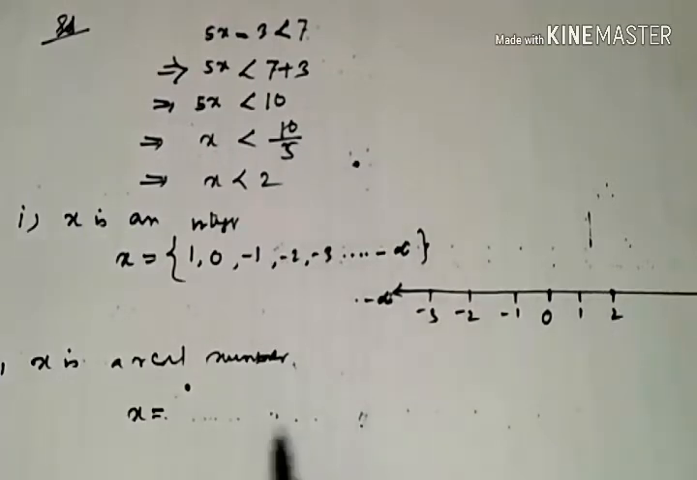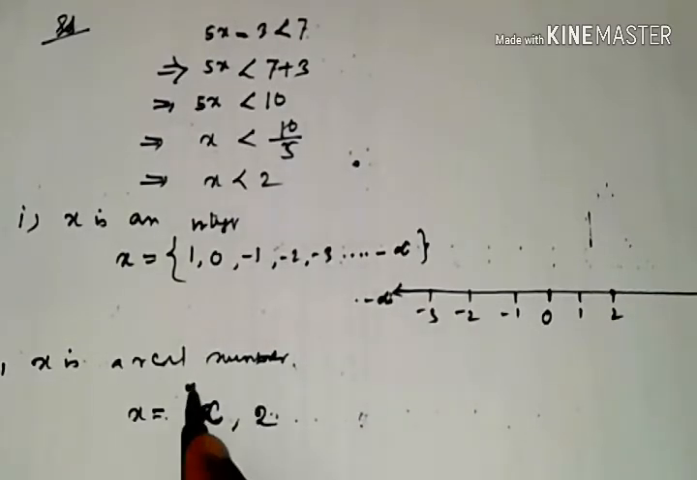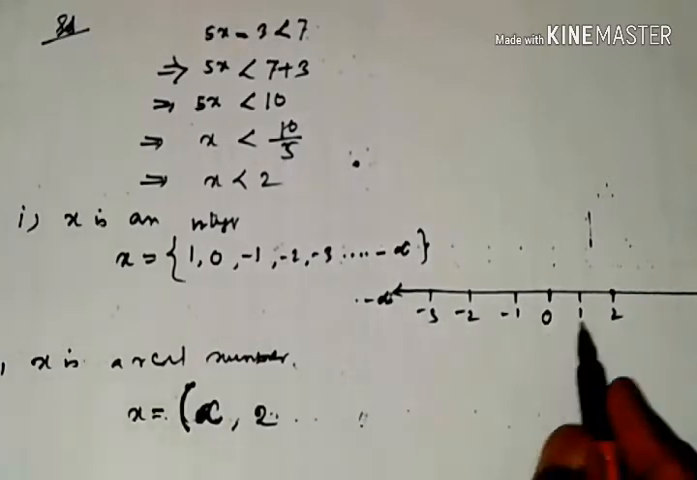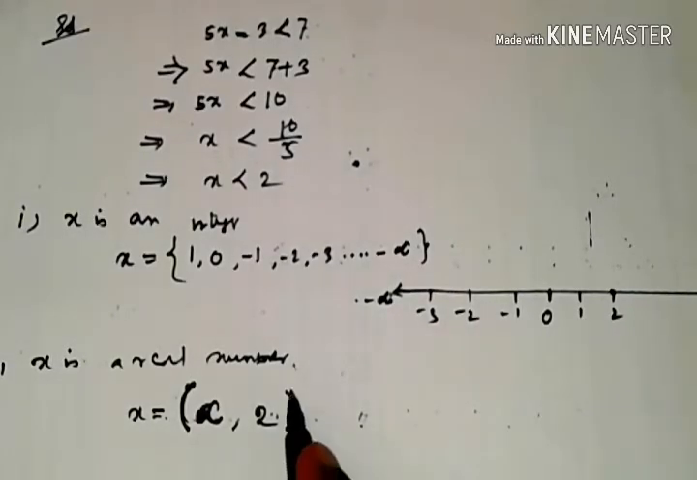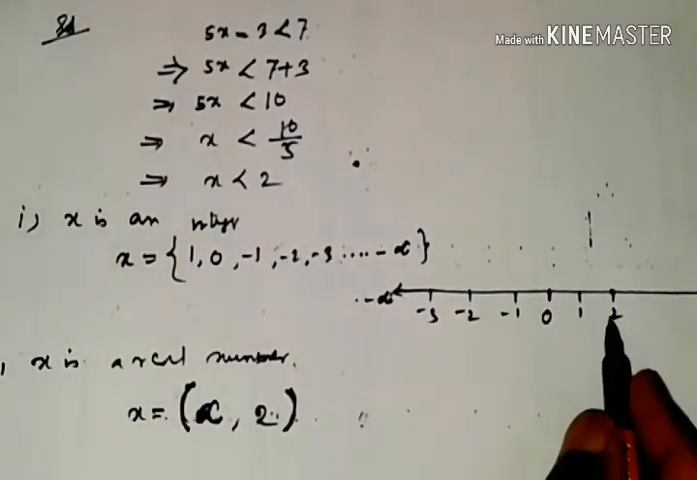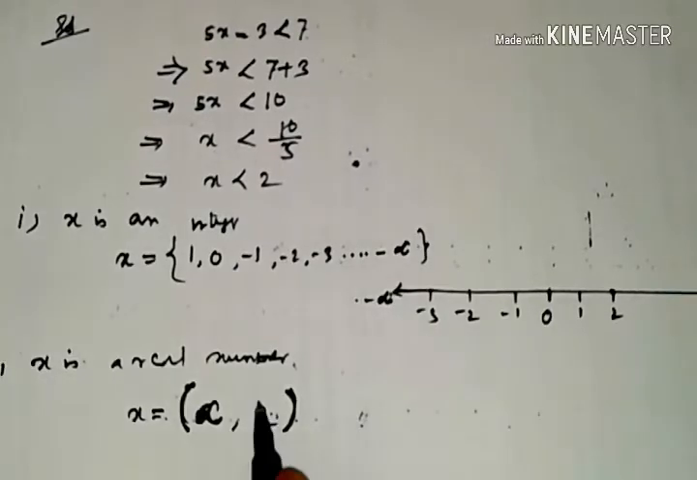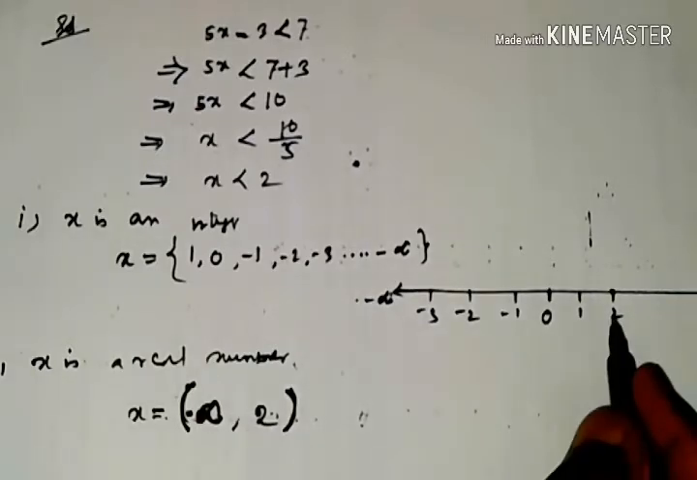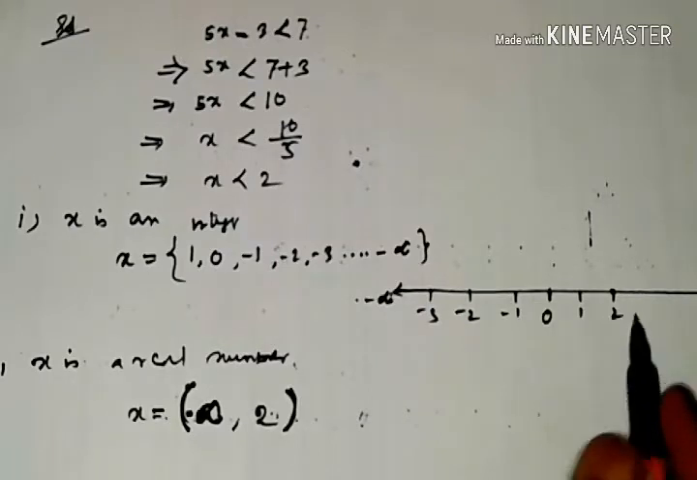In interval form, we can write it from minus infinity to 2. Minus infinity is an open interval. 2 will also be an open interval because 2 is not included here. This is minus infinity to 2, but 2 is not included.